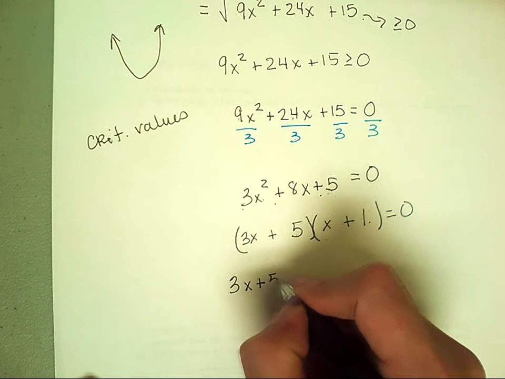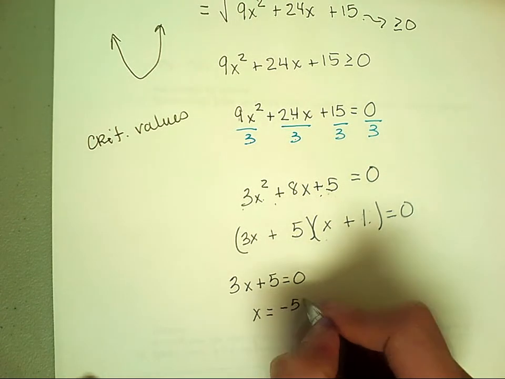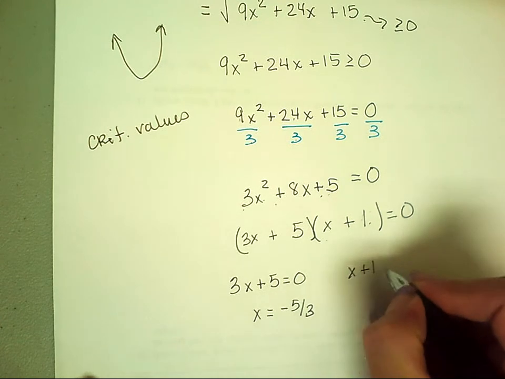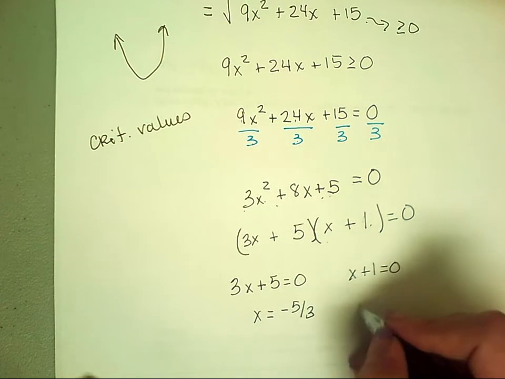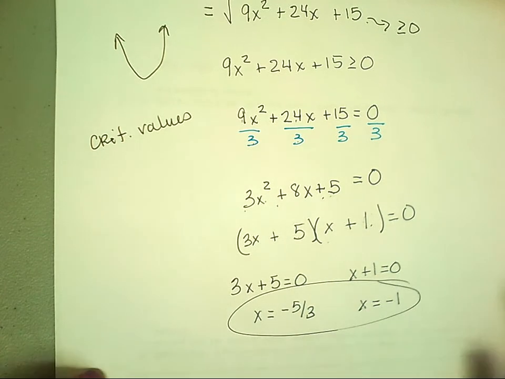So we're good. So our critical values are either that 3x plus 5 equals 0, so x is equal to negative 5 thirds, subtract 5, divide by 3, or that x plus 1 equals 0, so that x is equal to negative 1. These are the critical values.